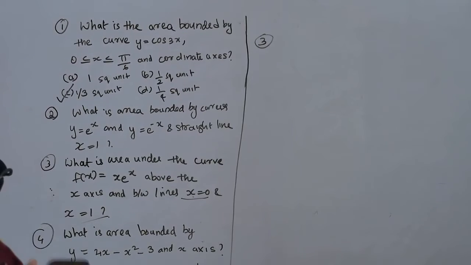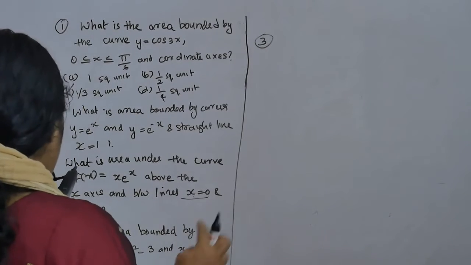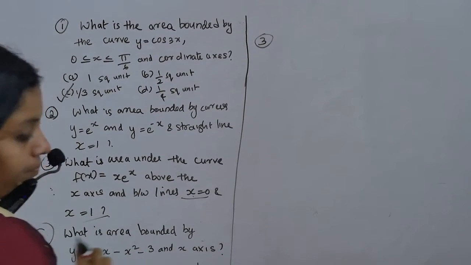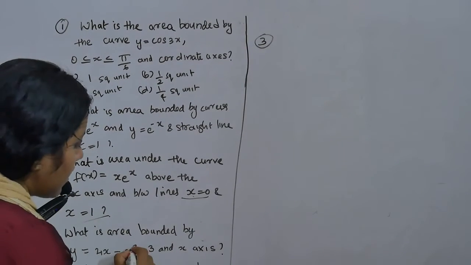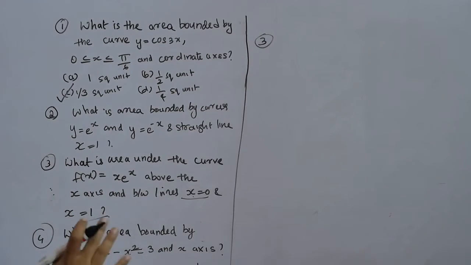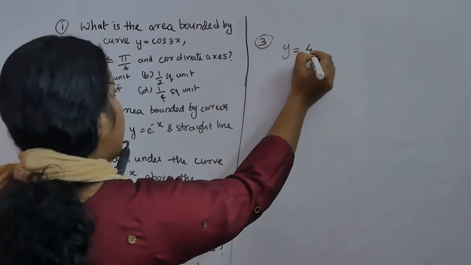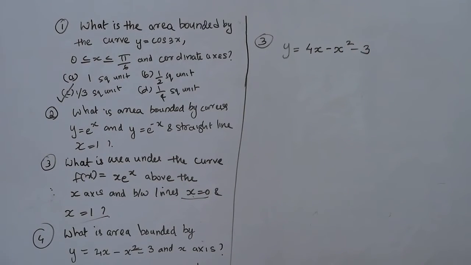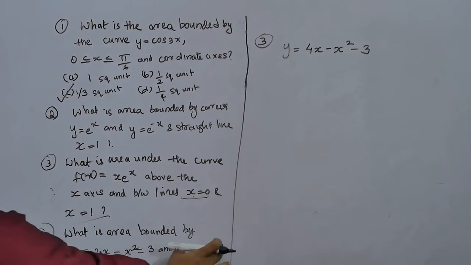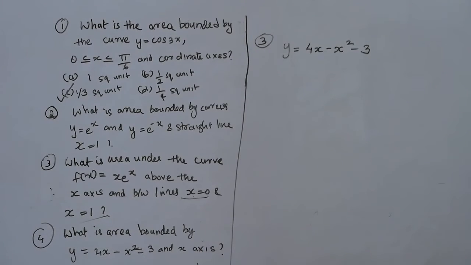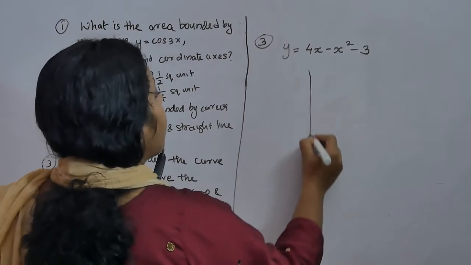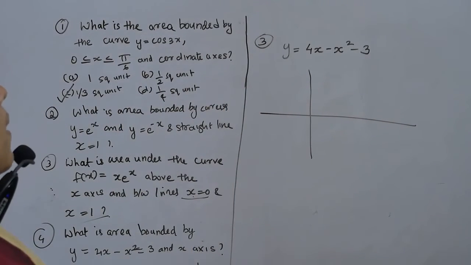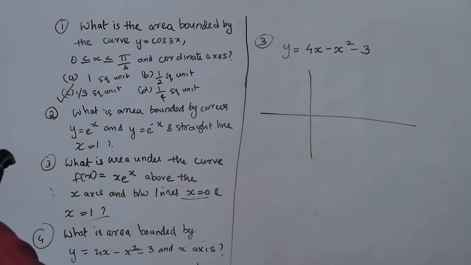What is the area bounded by y is equal to 4x minus x square minus 3 and the x-axis? What is the area bounded by the curve, we can say, because x square is there, so that's not a line. So y is equal to 4x minus x square minus 3 is our curve, and the area bounded by this curve and the x-axis is what they are asking.